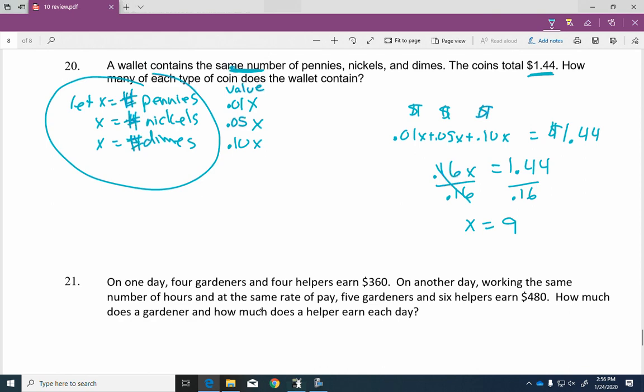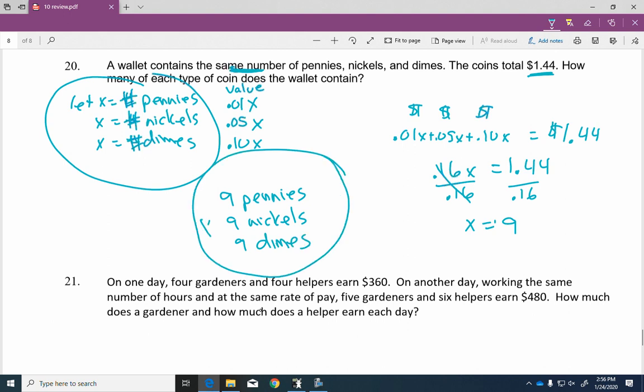I get x is 9. How many of each type of coin does a wallet have? 9 pennies, 9 nickels, and 9 dimes. And instead of trusting yourself, add this up. Does it add up to $1.44? It does.